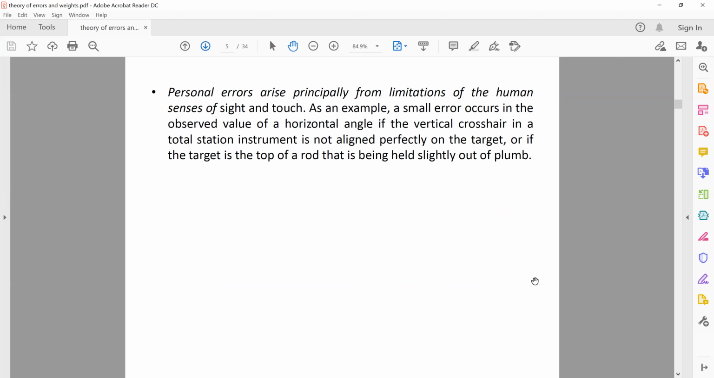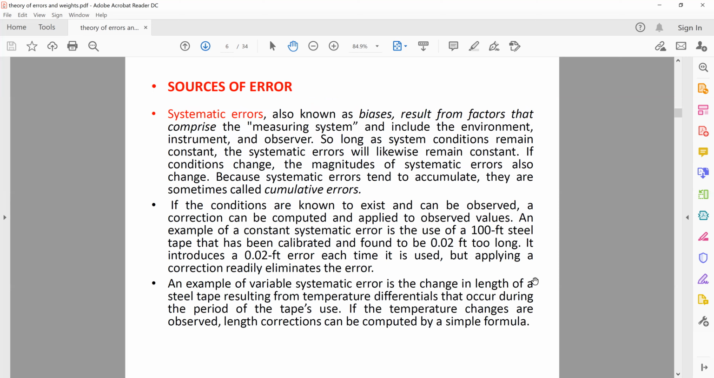And then we have personal errors, which are solely due to the person taking the reading and how expert he is or what method he's using and all of that. So then we have systematic errors.